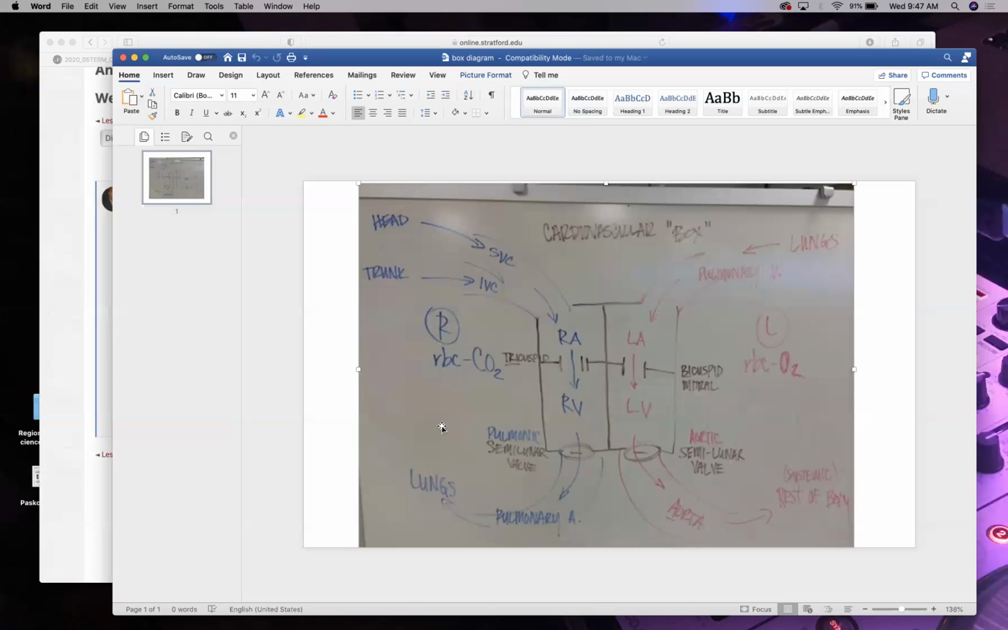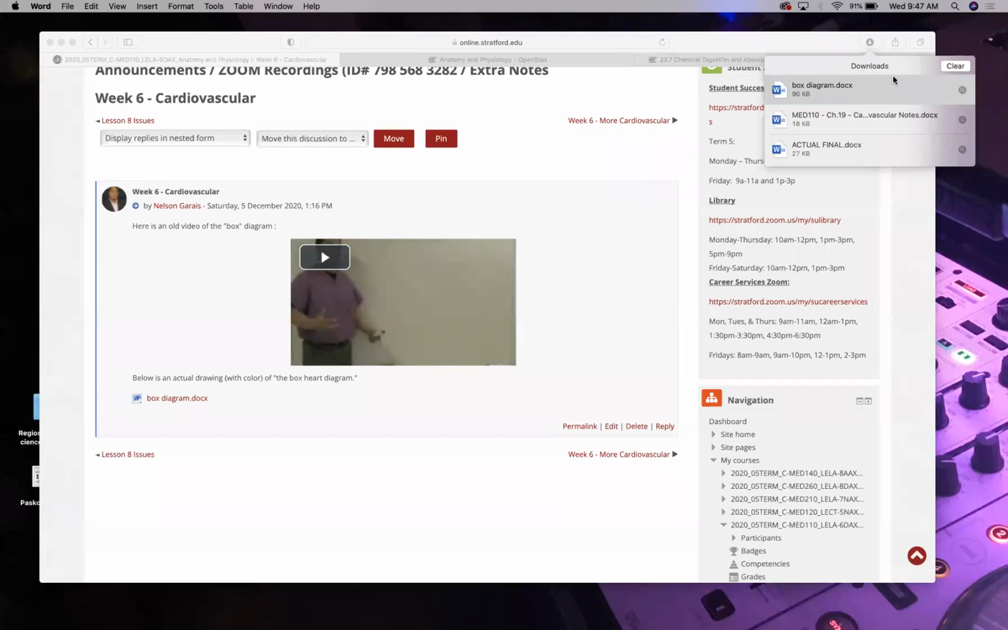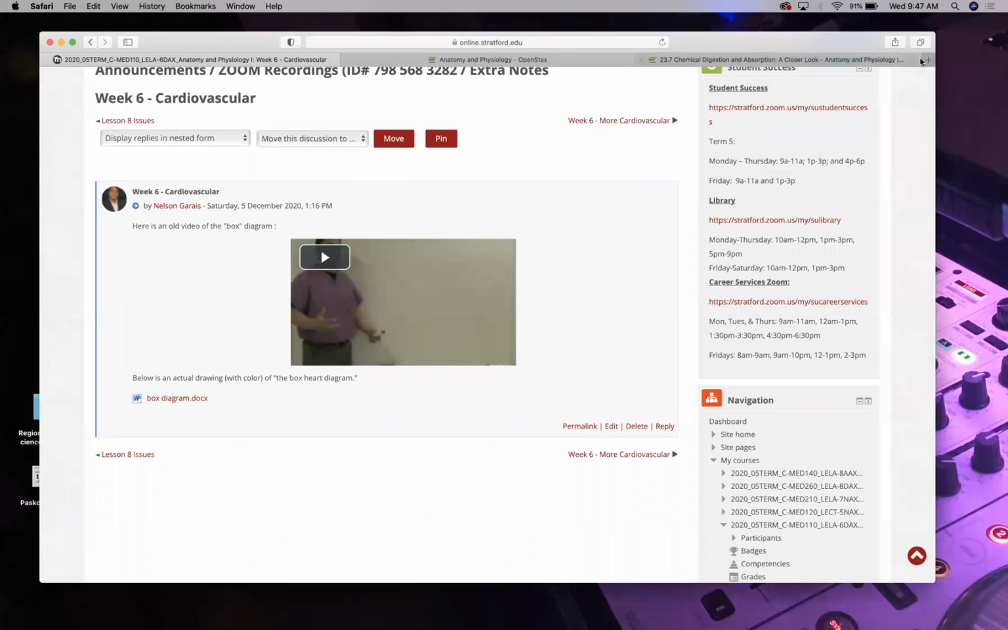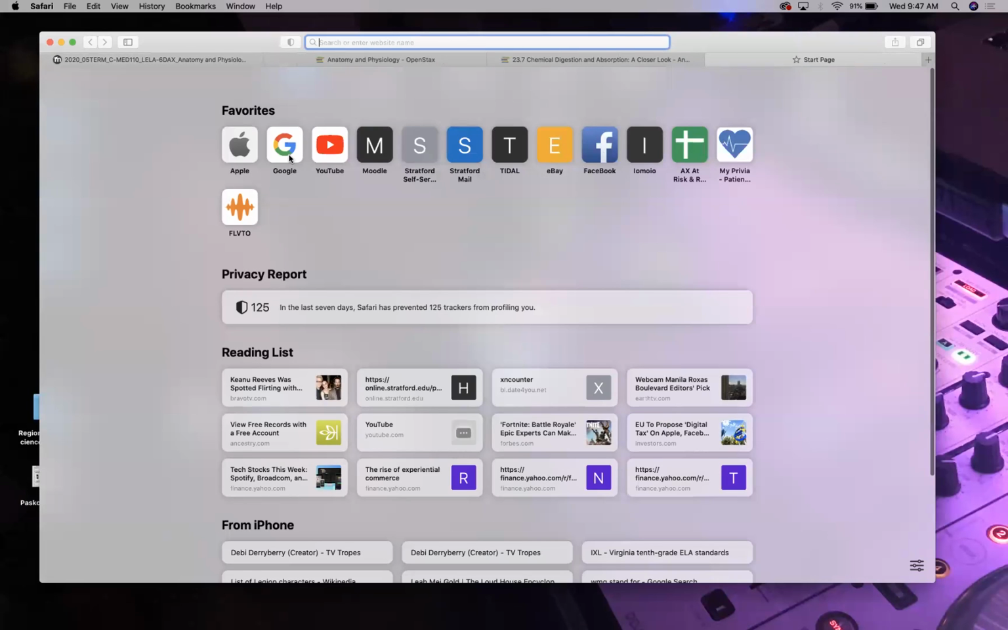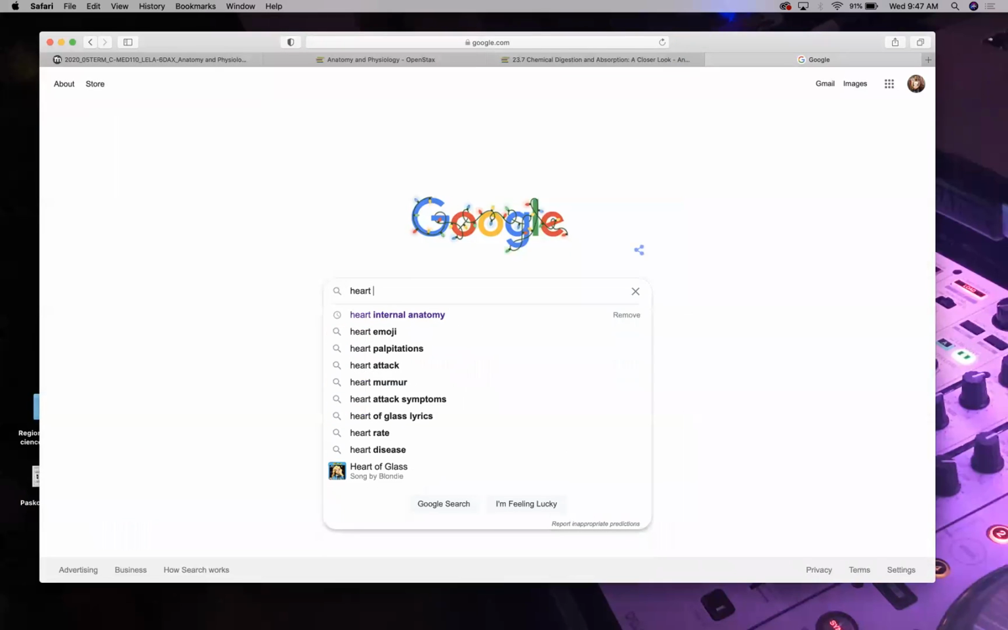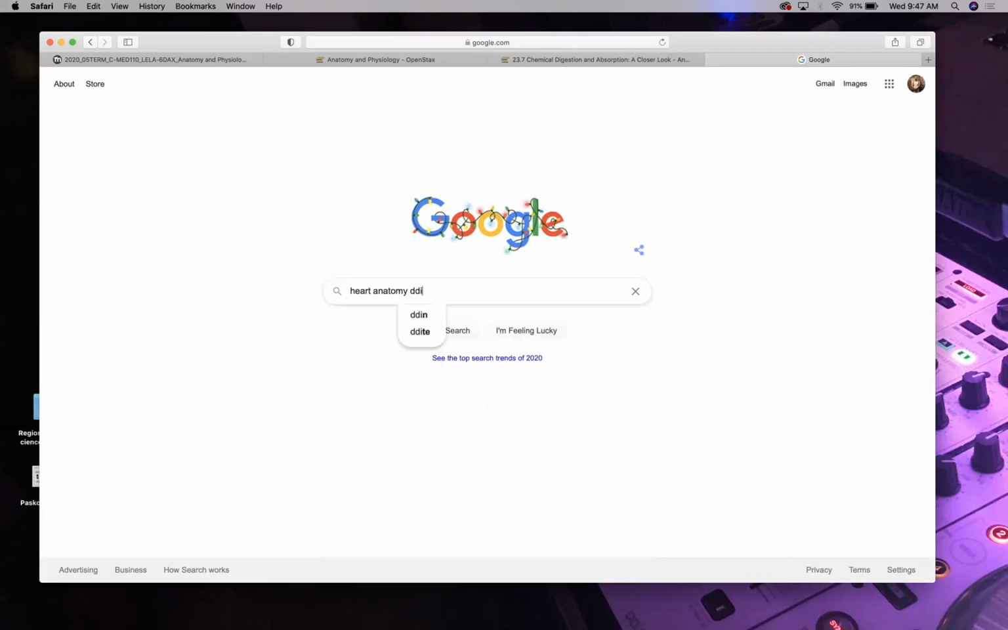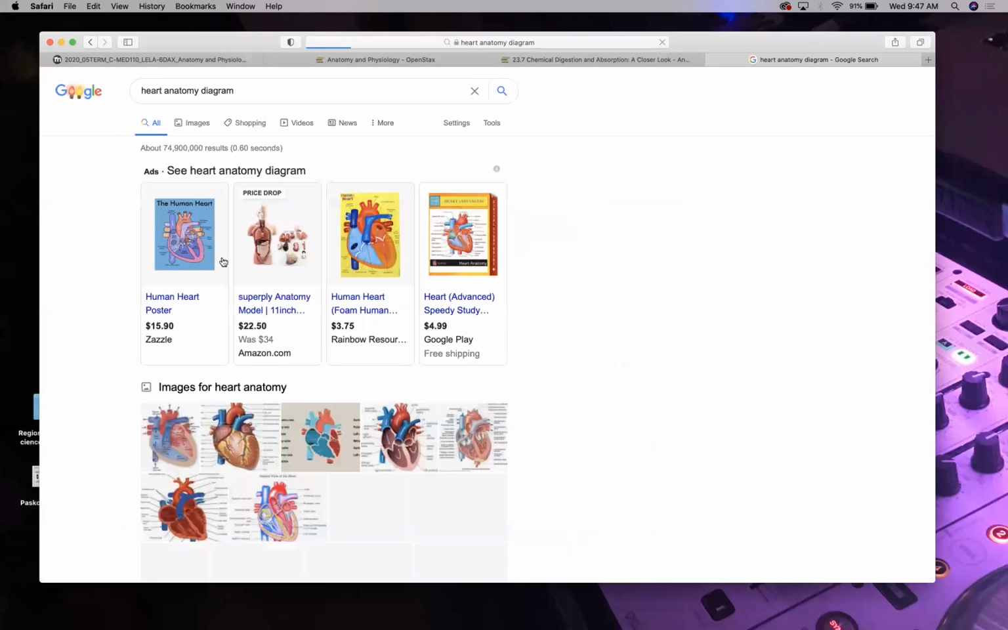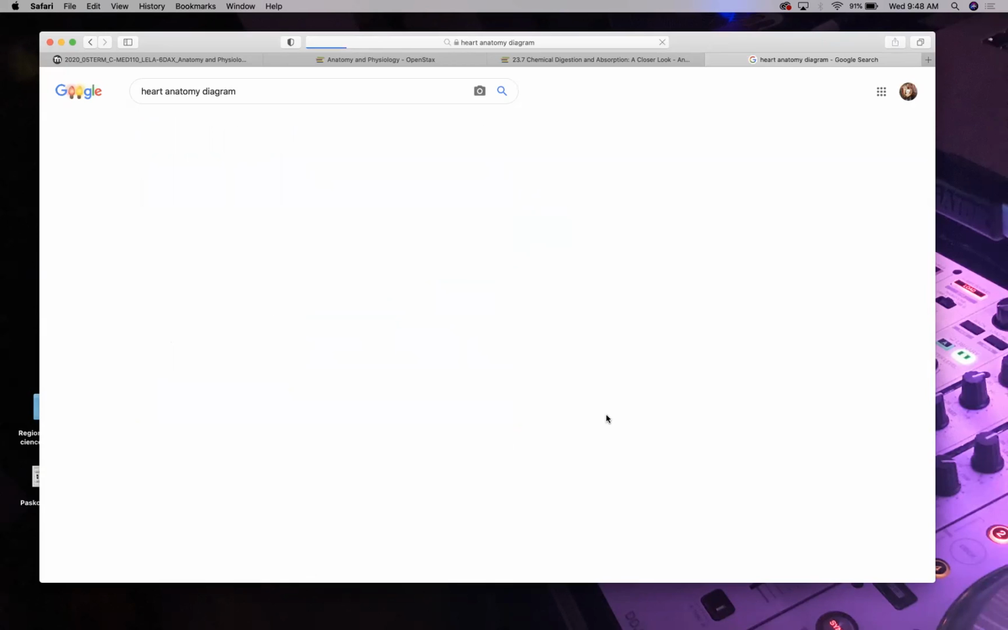Right-sided problems are also known as cor pulmonale or right-sided heart failure. And if you have any problems here with your hypertension, what's that going to do? If I have hypertension in my systemic circulation, it's going to back up stuff here. Now, where is this important? Well, it's crazy important when we look at, let me just pick any heart diagram at random. This is a classic one.